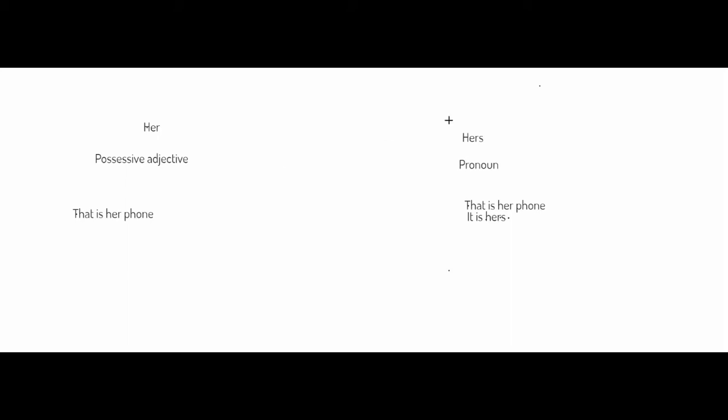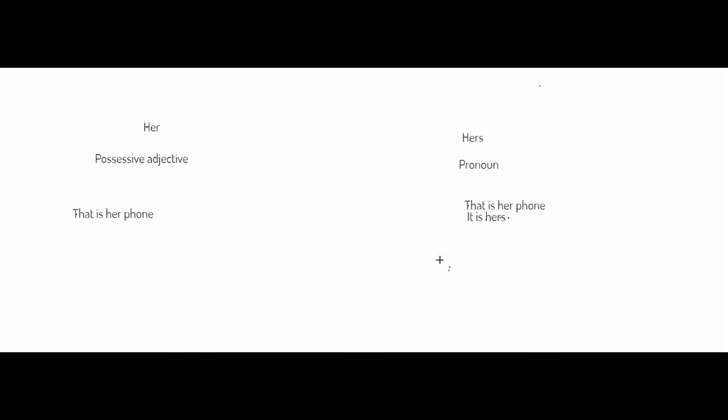It's her phone. Hers is a pronoun. A pronoun replaces a noun. A noun is a thing like phone. Okay, so we replace her phone with hers. That is her phone. It is hers.